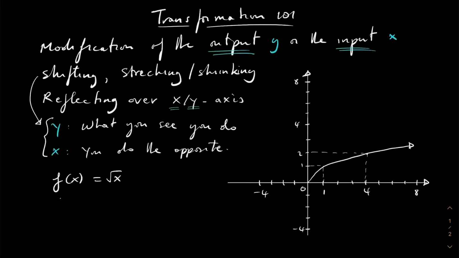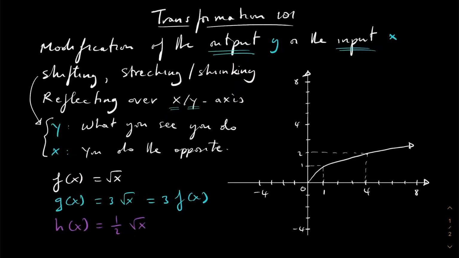Next, let's consider this new function, g of x equals 3 times the square root of x, and h of x equals 1/2 times the square root of x. Here we're going to look at stretching and shrinking of the output. And so whatever you see is whatever you do. And so since our graph g of x here is equal to 3 times the original graph, all we have to do here is multiply our output y by 3.